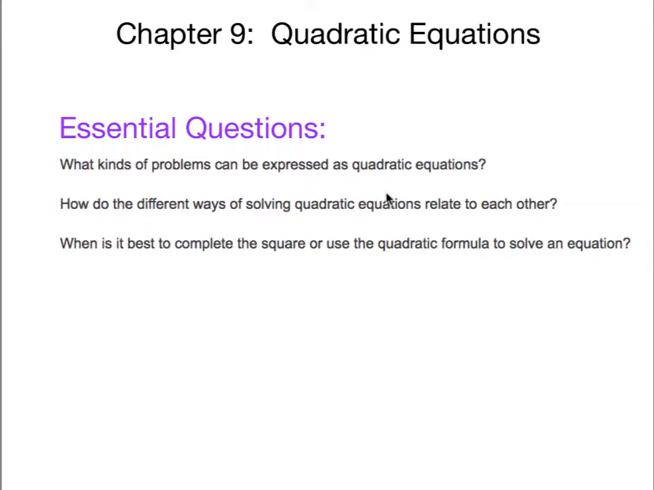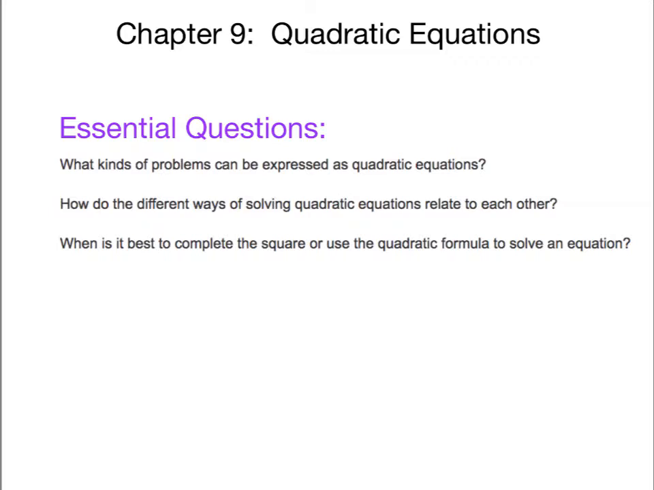in a quadratic equation. The second essential question is, how do the different ways of solving quadratic equations relate to each other? Throughout this chapter, we're going to be looking at 4 different ways of solving quadratic equations. And each of these methods has some ways they're similar and some ways they're different. So I want you to be looking at how they relate to each other. How do you determine which method to use with which situation? And how are they different?